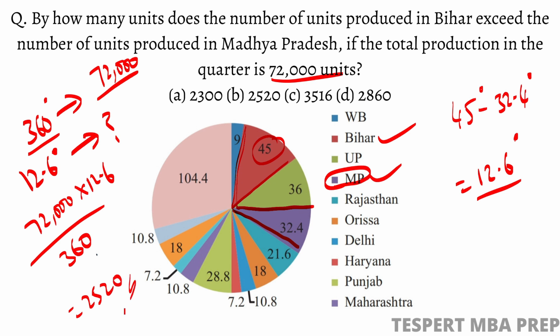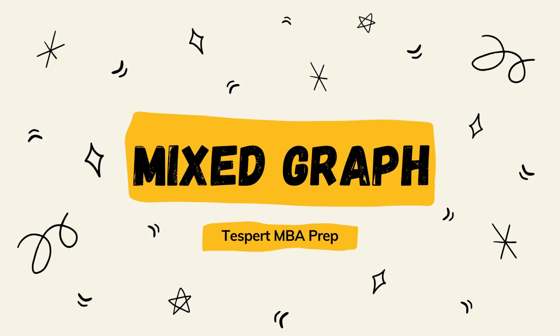So if the total production is 72,000 units, by 2520 units, the production of Bihar exceeds the production of Madhya Pradesh, right? So the next type is mixed graph.